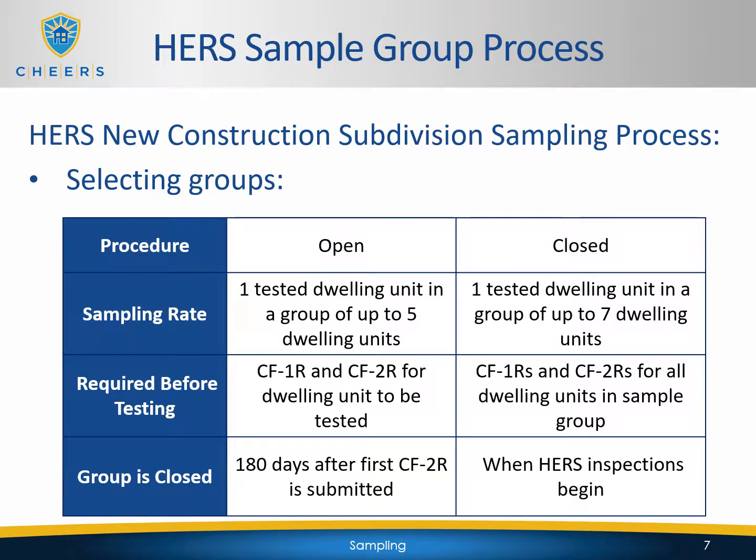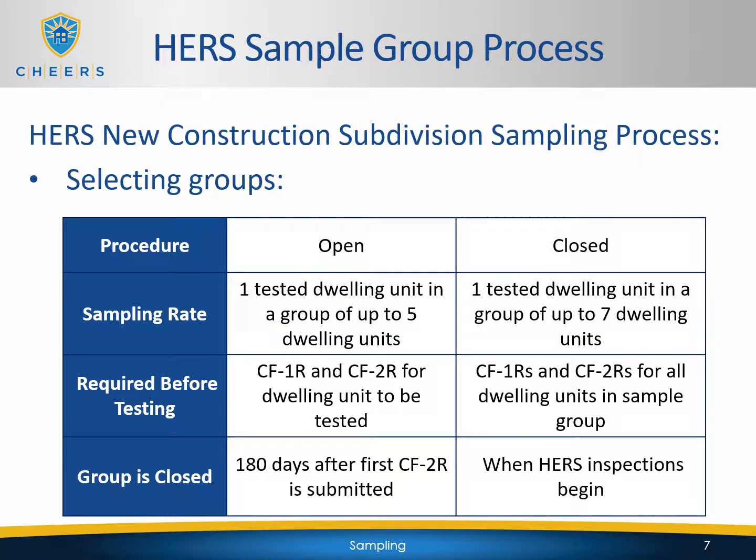Now this group is going to be closed 180 days after the first CF2R is submitted, and that's going by the signature date on that CF2R. So the CF2R that's signed first is what's going to start that clock. Now the reason for this open group is oftentimes when we're dealing with a production builder and they're building in phases, you're not always going to have 7 dwellings ready at a time, like we'll see on the closed group, where we can have up to 7 dwelling units. So this open group allows a little more flexibility.